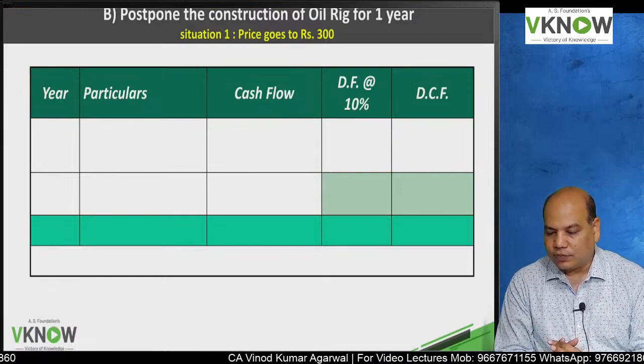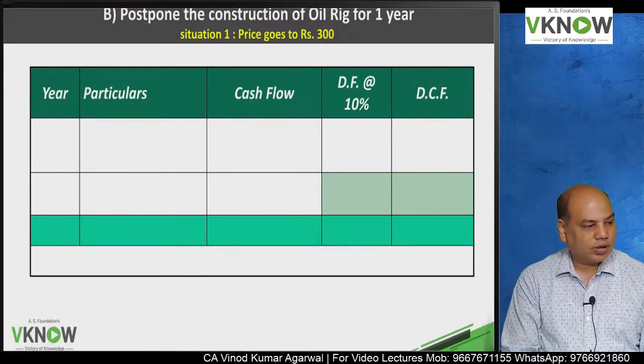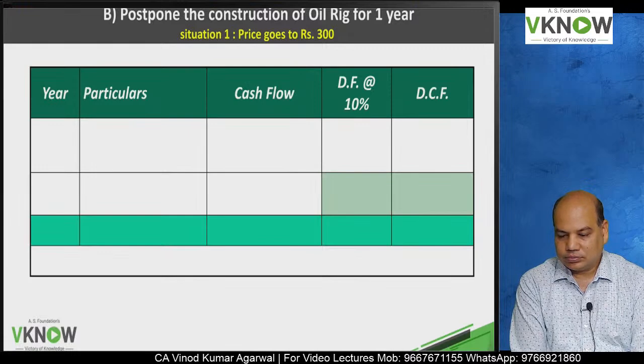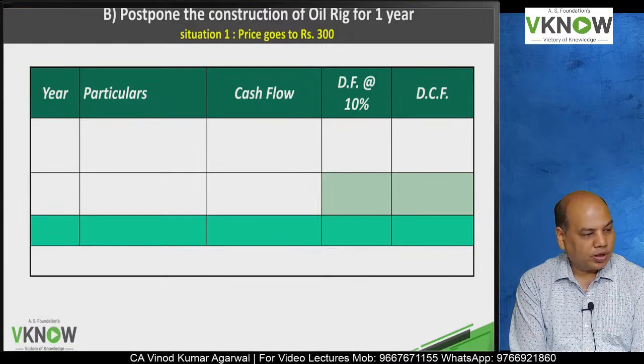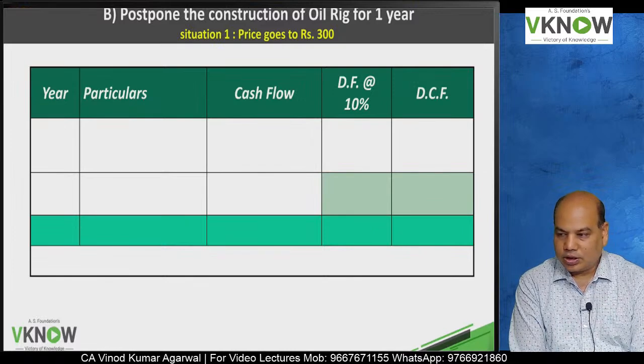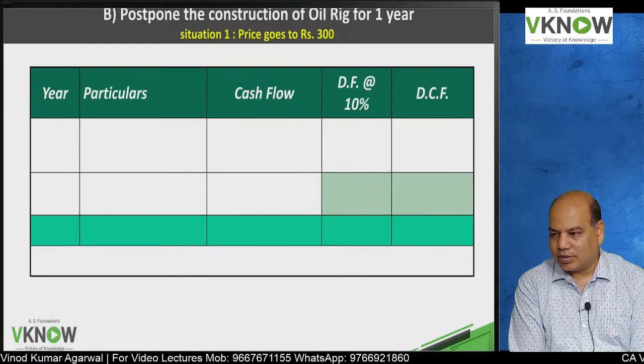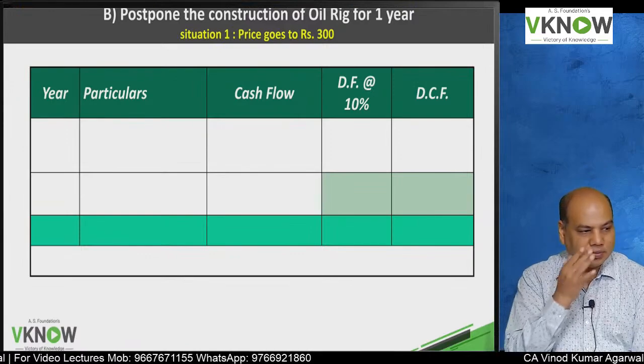Now write down point number B. Postpone the construction of oil rig for 1 year. Under that write down situation 1. Price goes to rupees 300. We'll do one by one.